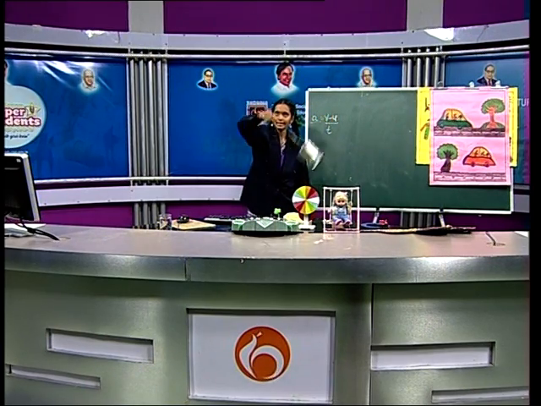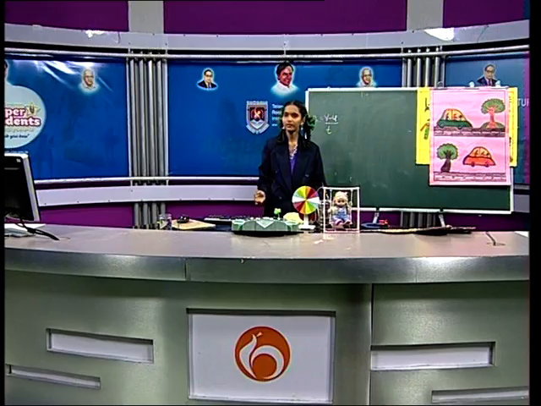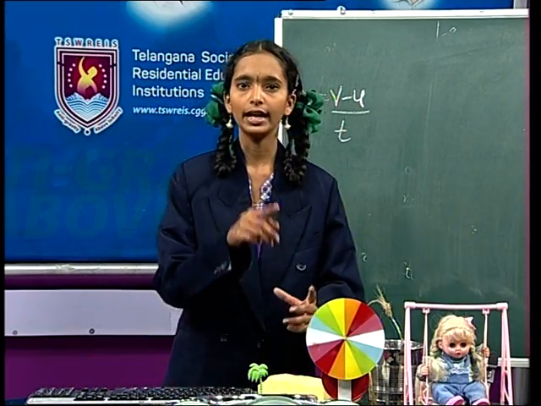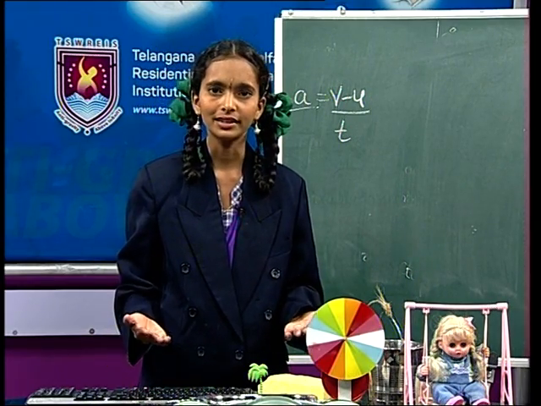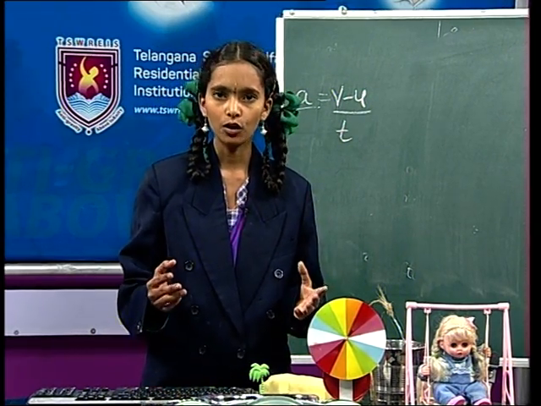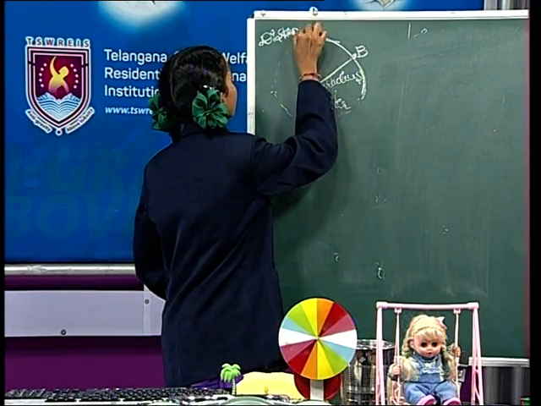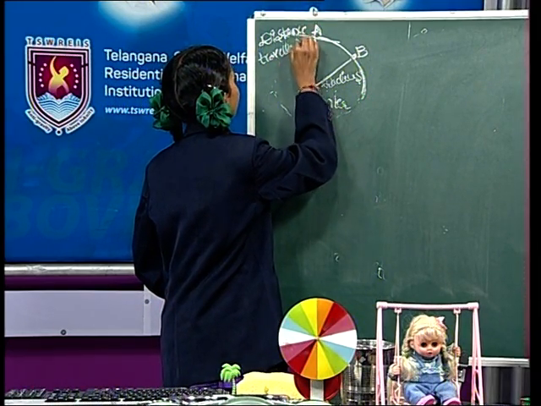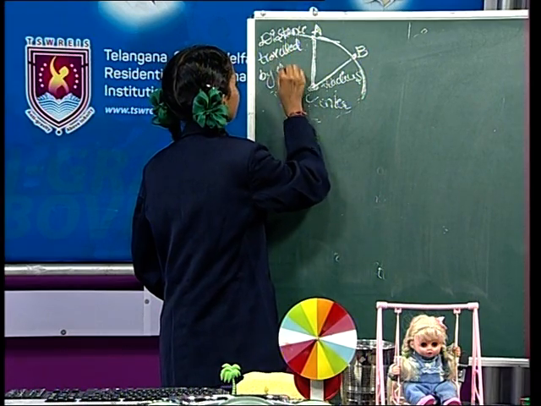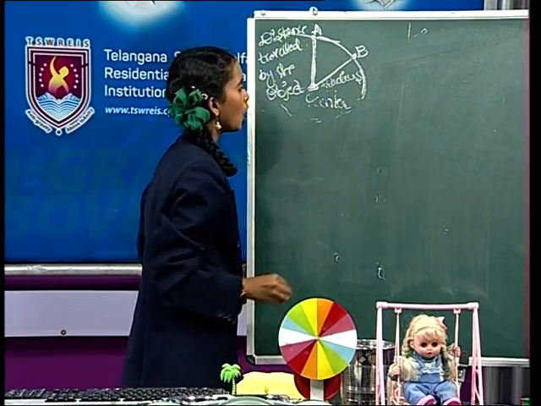So here what is happening? The object is moving along the circumference of the circle. But does any water fall? No, there is no water falling. Why is the water not falling? Because of the object. So I am writing here: distance travelled by the object.